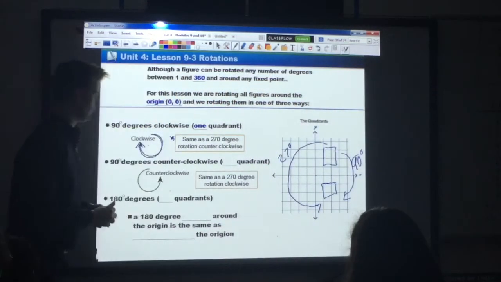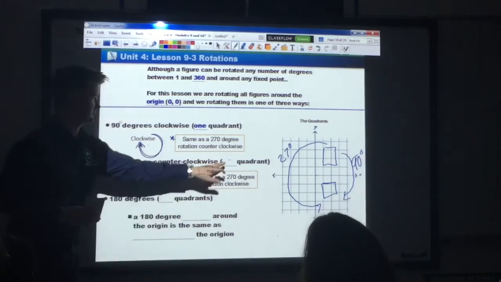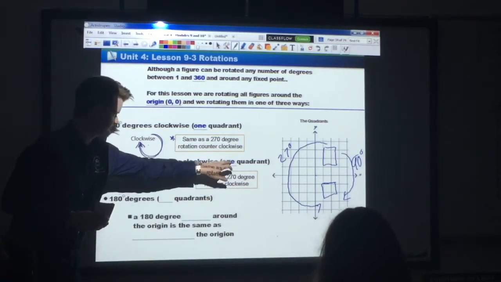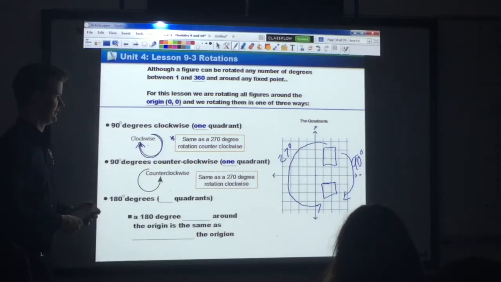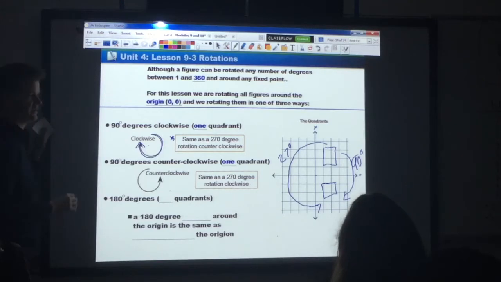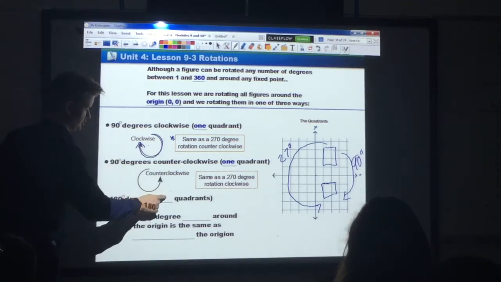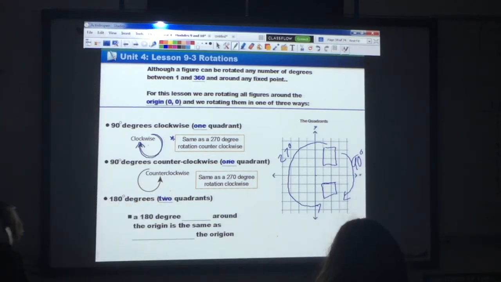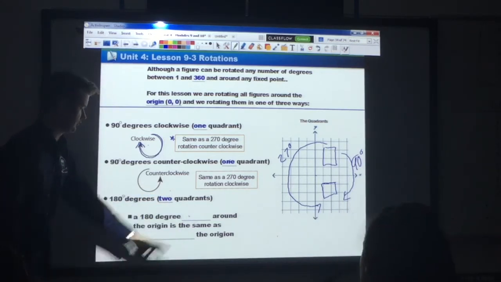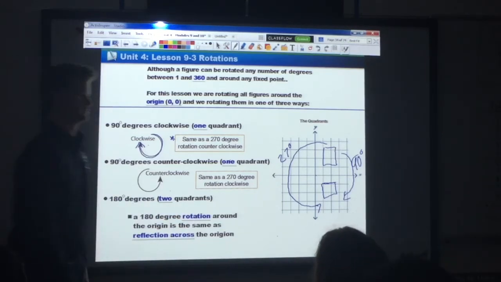Now, 90 degrees counterclockwise, how many quadrants do you think we're going to move that figure? 1. Still just 1 quadrant going 90 degrees. And once again, 90 degrees counterclockwise is the same as 270 degrees clockwise. Make sure you're writing this in as we go. Last thing is a 180 degree rotation about the origin. How many quadrants do you think we're moving? 2 quadrants. Important piece of trivia. A 180 degree rotation around the origin is the exact same thing as a reflection across the origin.